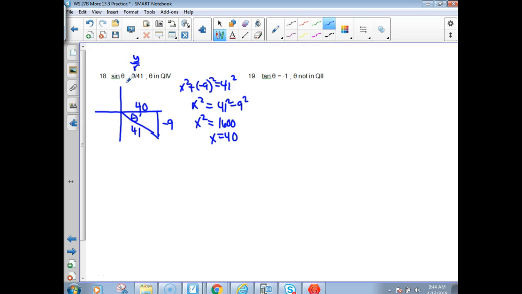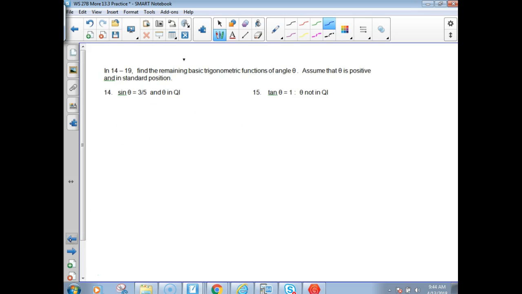And I forgot, it just says you want this. Oh, did it just want the sine? No, it gives the sine. What did it ask to find? How many things? Find the remaining basic trigonometric functions of angle theta.